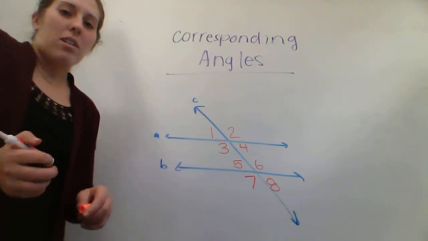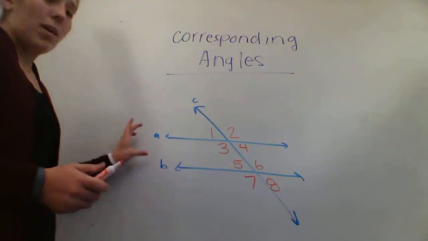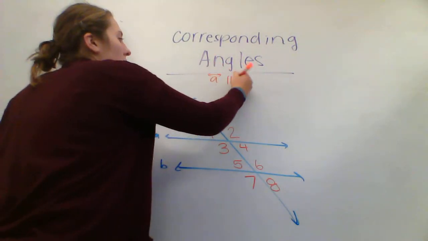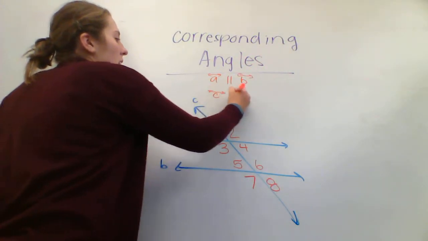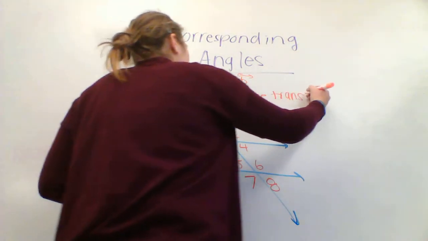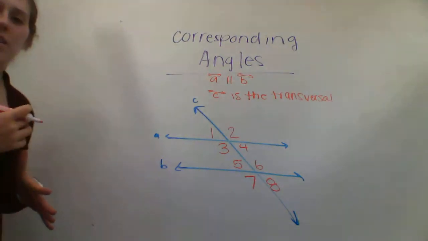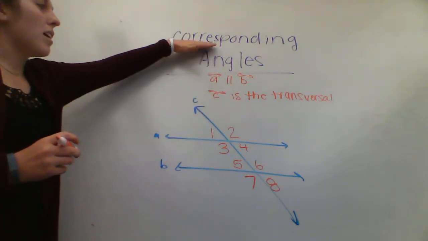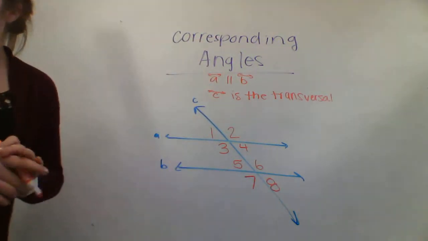So now we're going to talk about corresponding angles. Corresponding angles, once again, are formed when we have two parallel lines. We're given line A is parallel to line B, and line C is the transversal. Corresponding angles are when we need two parallel lines and a transversal.